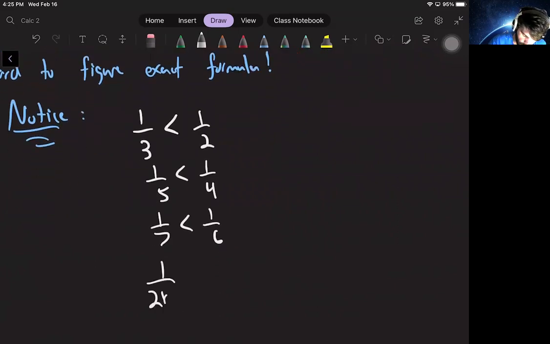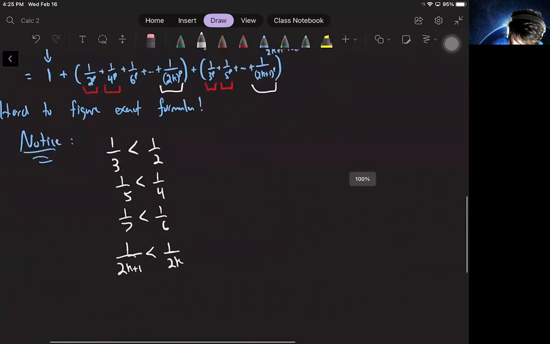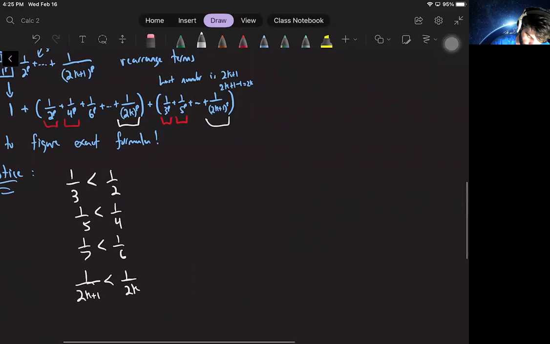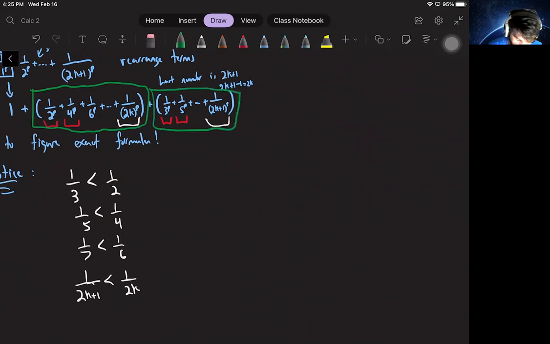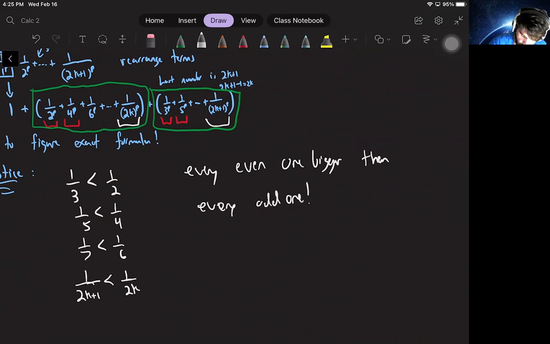So 1 over 2k plus 1 is less than 1 over 2k. Okay. So we have that. So then what I want to do is compare the entirety of this thing to the entirety of this thing. So which one is bigger? Well, every single even one is bigger than every odd one that it corresponds to, right?